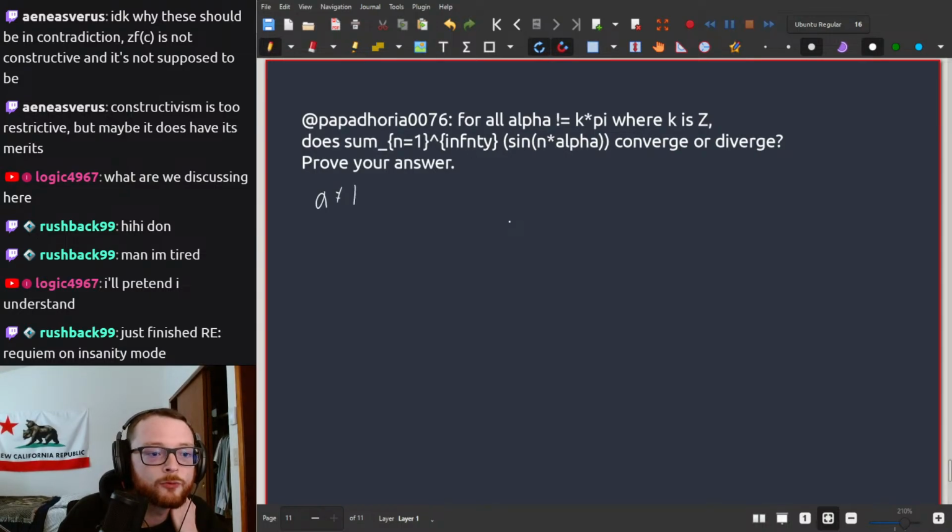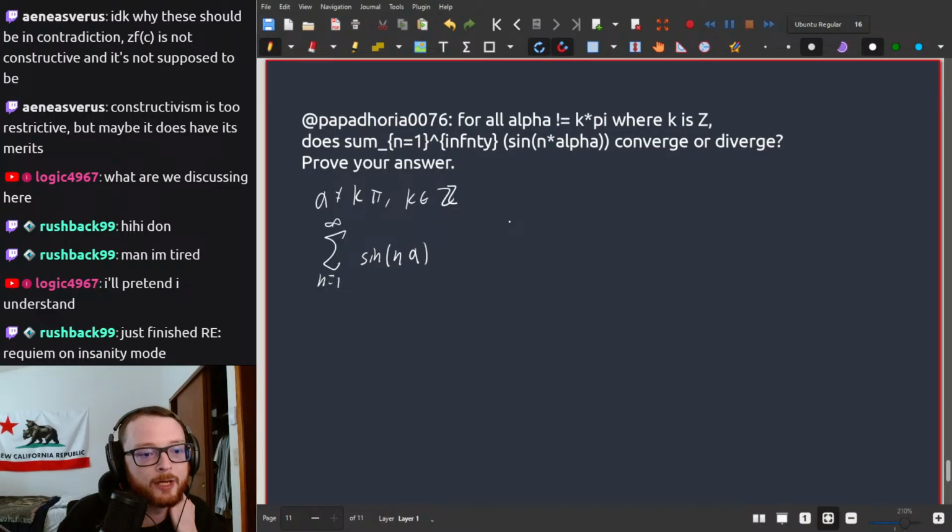For alpha not equal to k times pi, where k is an integer, does the sum from n equals 1 to infinity of sine of n alpha converge or diverge? Ooh. Oh, what the hell?